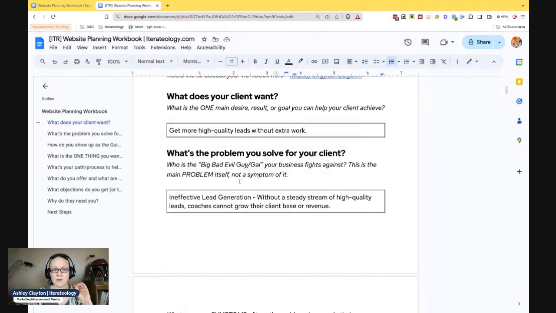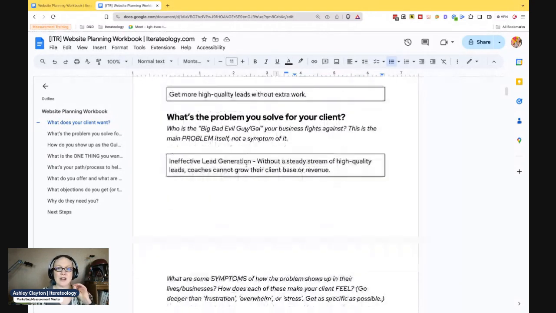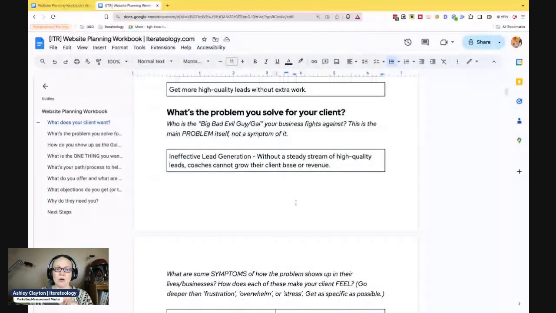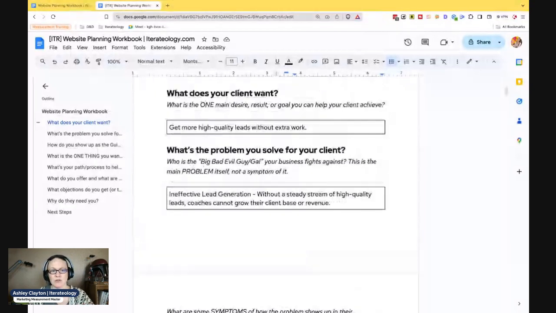And for the desire, there is one big problem that is generally keeping them from getting that desire. So for me, that's going to be ineffective lead generation. You can keep it as brief as you want to, but I add a little bit extra to mine. These are very foundational business things. If you've been in business for any time, you generally should have a quick answer for what they want, and a quick answer for what's the big problem that you solve.